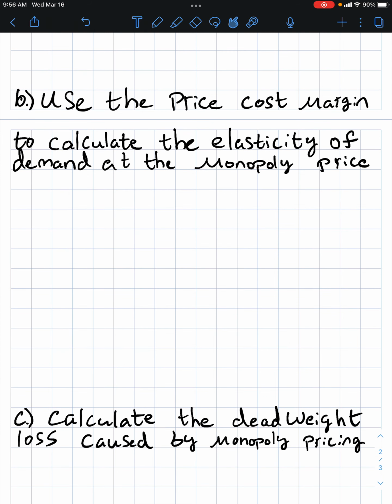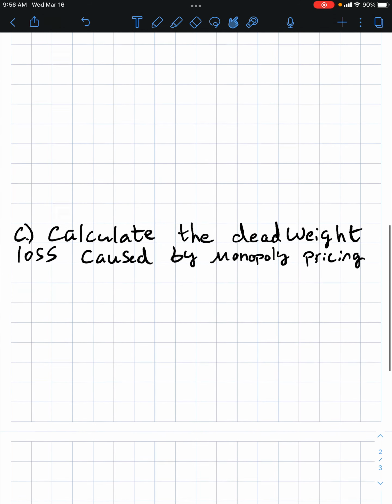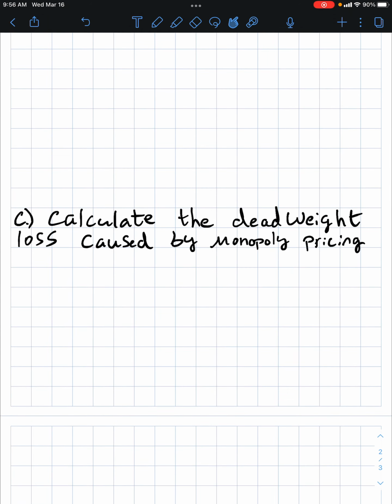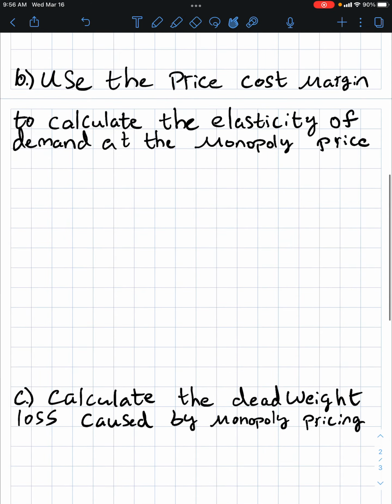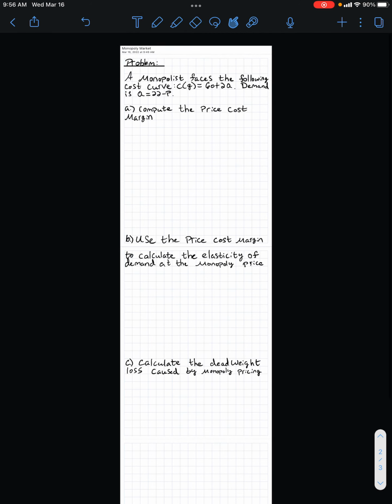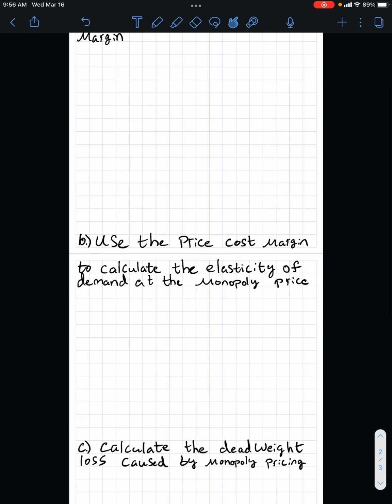Part B. Use the price cost margin to calculate the elasticity of demand at the monopoly price. And Part C. Calculate the deadweight loss caused by monopoly pricing. Now pause this video, take a few minutes, and solve this problem.